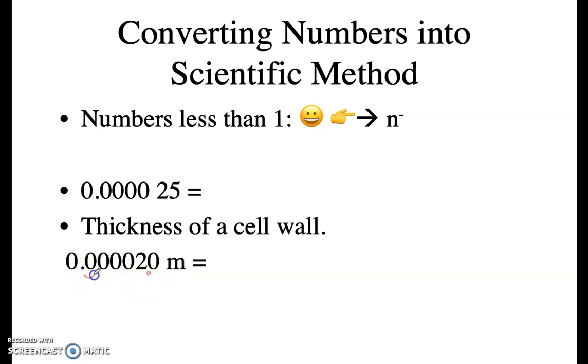So, we're going to move the decimal 1, 2, 3, 4, 5. Now, this one's 5 as well. So it's 2.0 times 10 to the negative 5. This has 2 sig figs because the original has 2 sig figs. This 0 here counts because it's to the right and there's a decimal point present.